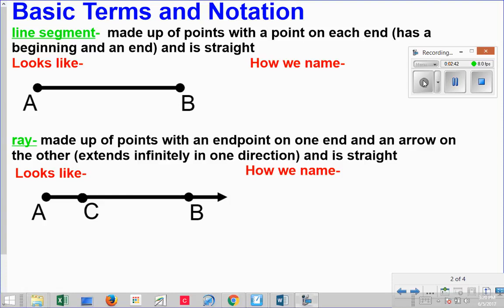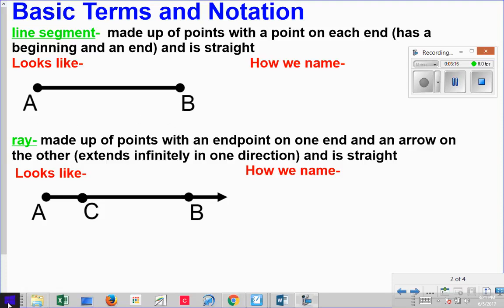Okay, moving right along to our next term. Now we're going to take a look at what are called line segments. Line segments are made up of points with a point on each end. It looks similar to a line, however, there are points on the end rather than the arrows on the end. And because there are points on the end, it does have a beginning and it does have an end. And we call those points on the end endpoints. And of course, a line segment is also straight, just like a line is. So here's what a line segment looks like.